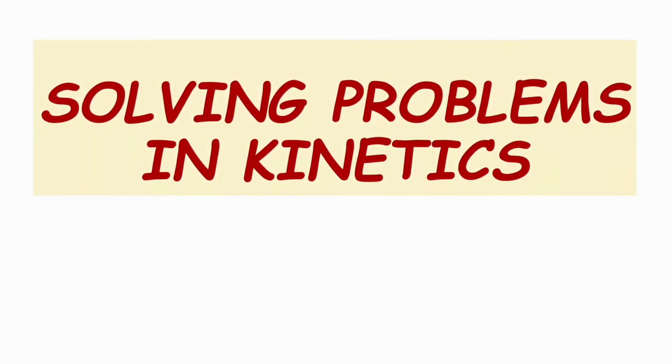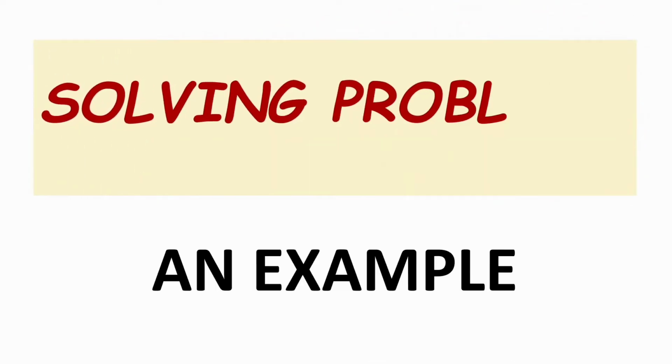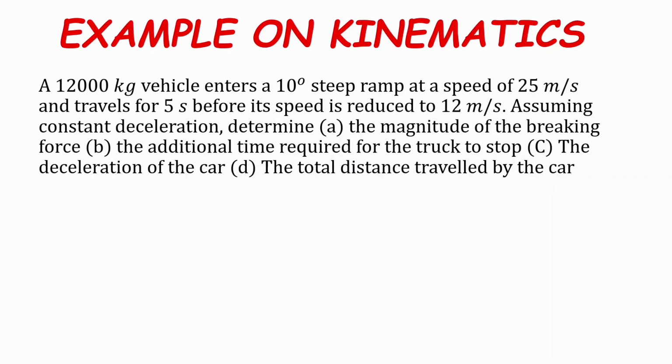In this video, we'll be looking at solutions to problems in kinetics, and then we're going to walk through an example that involves a 12,000 kg vehicle which enters a 10-degree steep ramp at a speed of 25 meters per second and travels for 5 seconds before its speed is reduced to 12 meters per second. Then we're to assume constant deceleration, and we are to determine some variables: braking force, the time required for the vehicle to stop, the deceleration of the car, and the total distance traveled by the car.